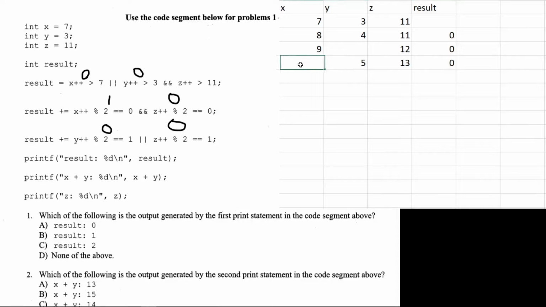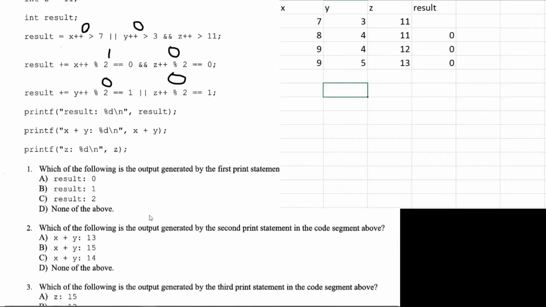Now we have tracked all of these values. We might as well just fill out this table as well, just to be sure. And now we can use this to answer the following questions. So, which of the following is the output generated by the first print statement in the code above? We are just printing result. We look at the final line of our tracking table, we see it's 0. So the answer, therefore, has to be A.